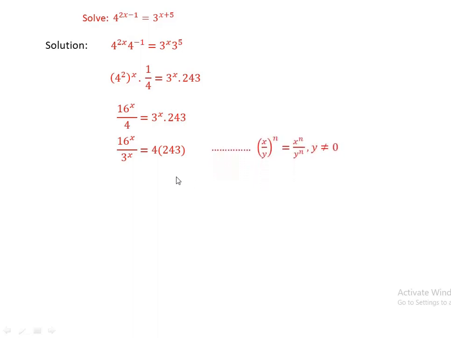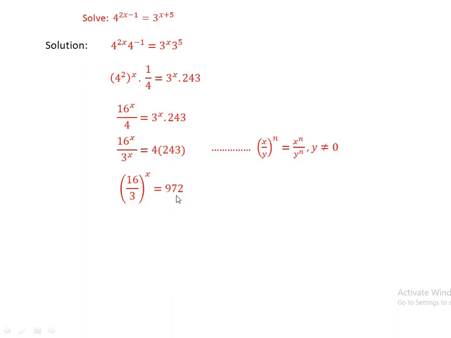So it means x over y to the power of n is equal to x to the power of n over y to the power of n, when y is different from 0. Then using this rule, 16 to the power of x over 3 to the power of x can be expressed as 16 over 3 to the power of x is equal to 972, because 4 times 243 is 972.